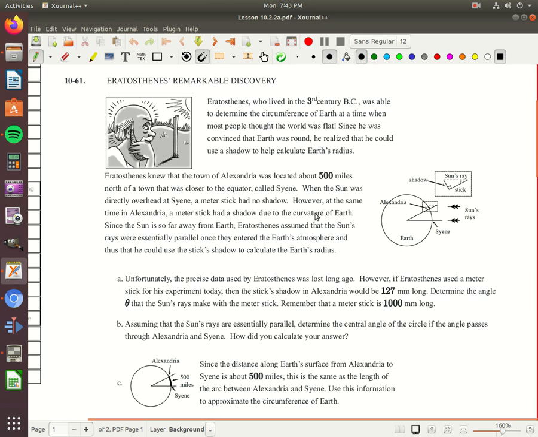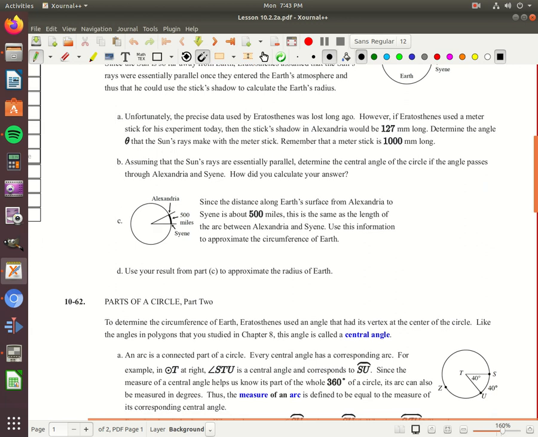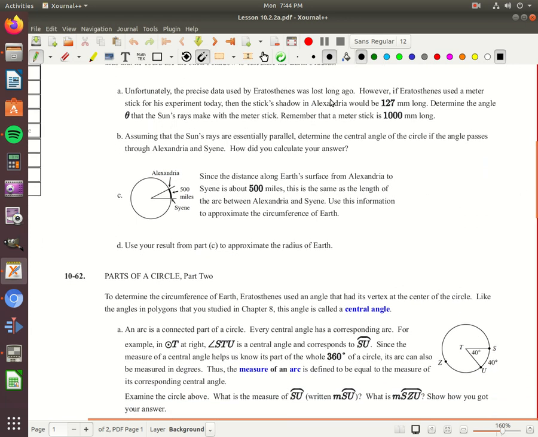So here's what he did. However, at the same time in Alexandria, a meter stick had a shadow due to the Earth's curvature. Since the sun is so far away from Earth, E assumed that the sun's rays were essentially parallel once they entered the Earth's atmosphere, and thus he could use the stick's shadow to calculate the Earth's radius. Unfortunately, the precise data used by E was lost long ago. However, if E used a meter stick for his experiment today, then the stick's shadow in Alexandria would be 127 millimeters long. Determine the angle theta.